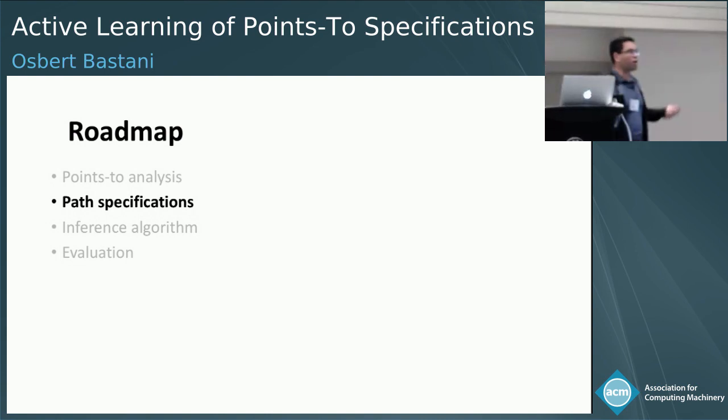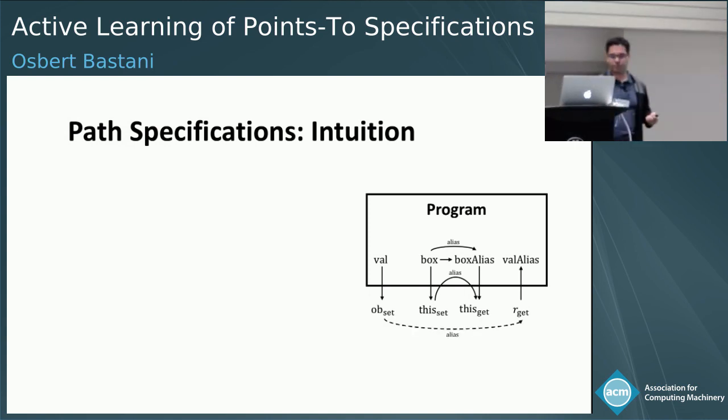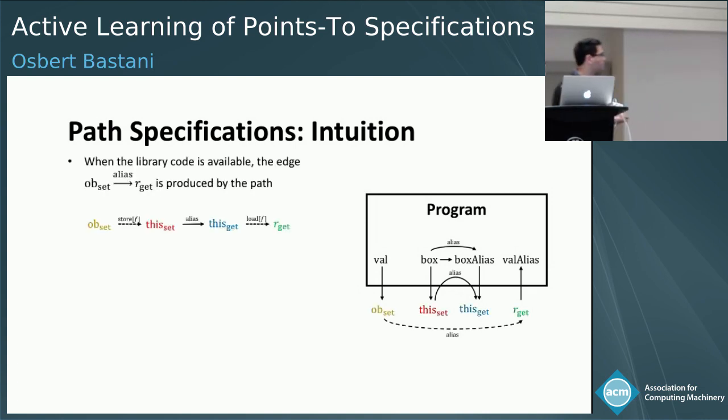So next I'm going to talk about our specification language, which we call path specifications. Path specifications were really designed to be easy to infer, so they look somewhat different than more standard specification languages. I'm just going to dive in and start off by giving some intuition into where path specifications come from. Recall that the aliasing edge we basically want to compute is the aliasing edge between the parameter of set and the return value of get.